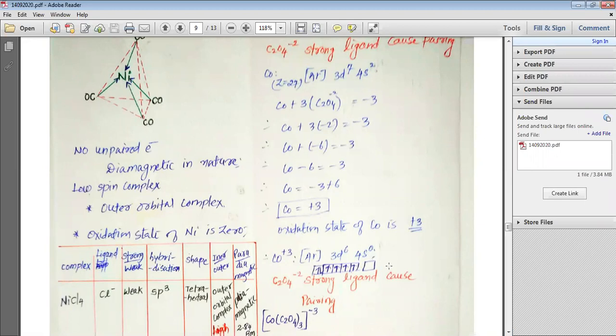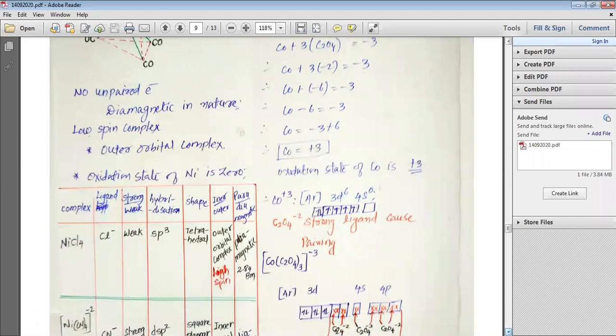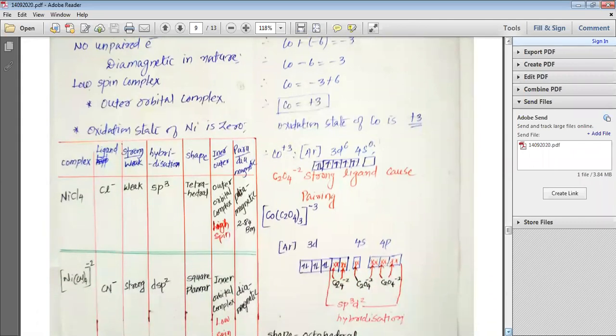The oxidation state of nickel in Ni(CO)4 is 0. Please remember, my dear students, that in Ni(CO)4 the oxidation state of nickel is 0.